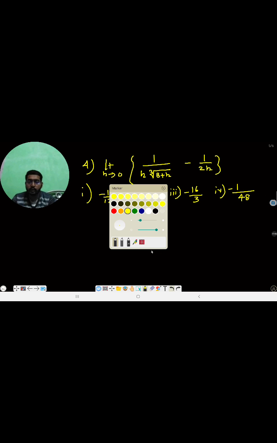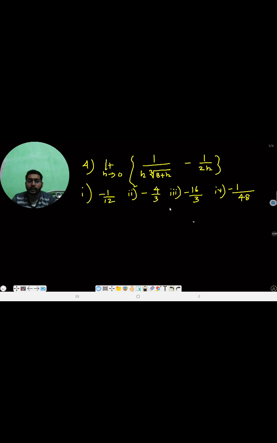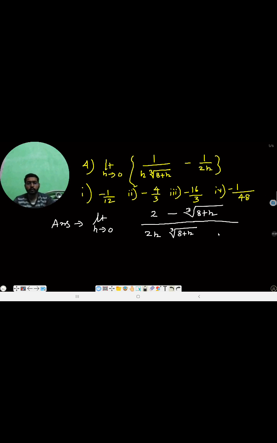Now here again we can see the values are 1 by h, cube root of 8 plus h, minus 1 by 2h. So first what we need to do is find the LCM. So simplify this one: limit h tends to 0, and the LCM we have to take will be 2h cube root of 8 plus h. So here it will be 2 minus cube root of 8 plus h. So here the problem is the cube root of 8 plus h. So first of all we have to remove this cube root of 8 plus h. Now how can I remove that one?